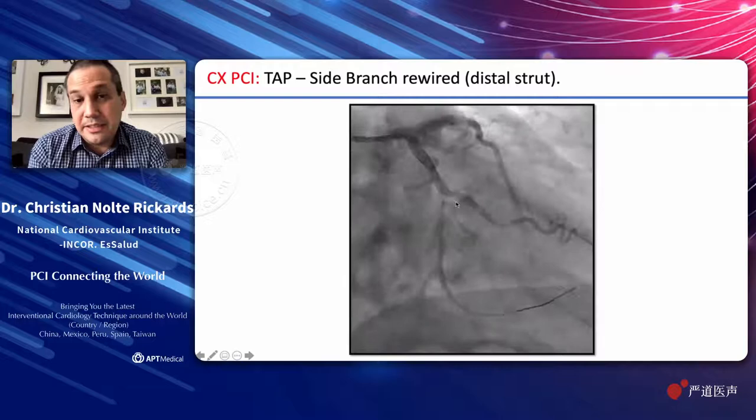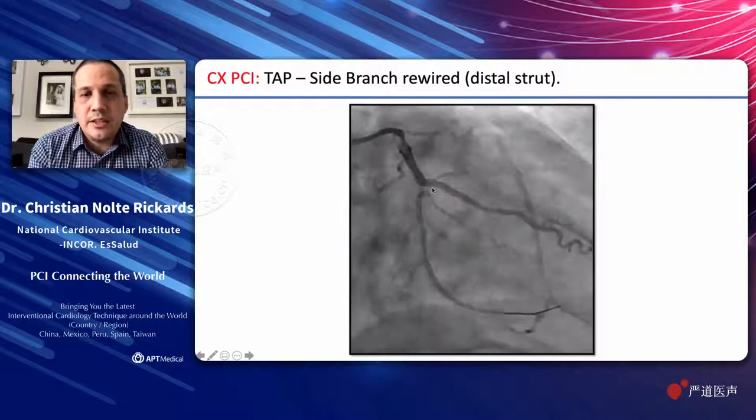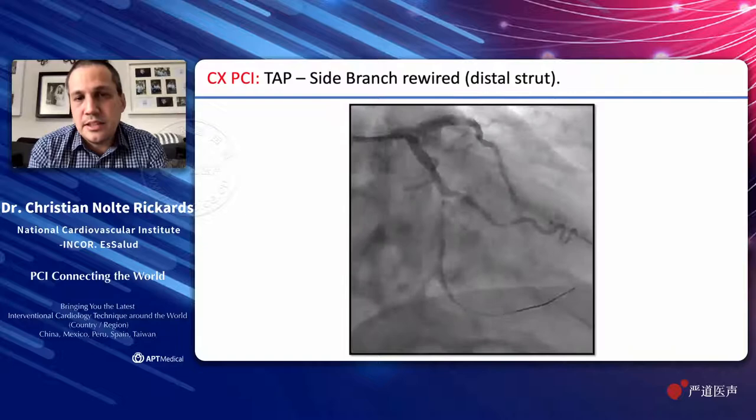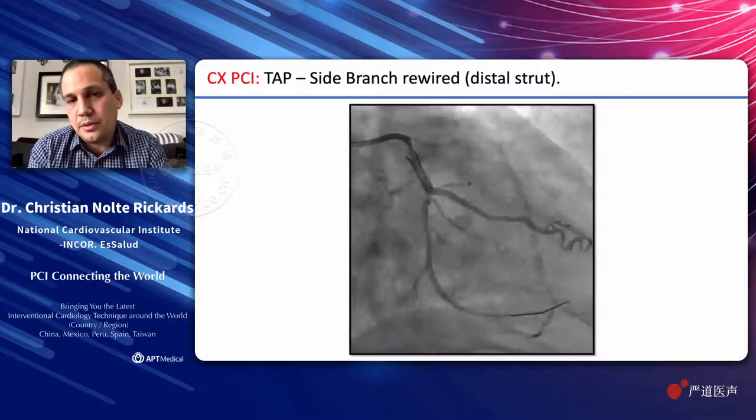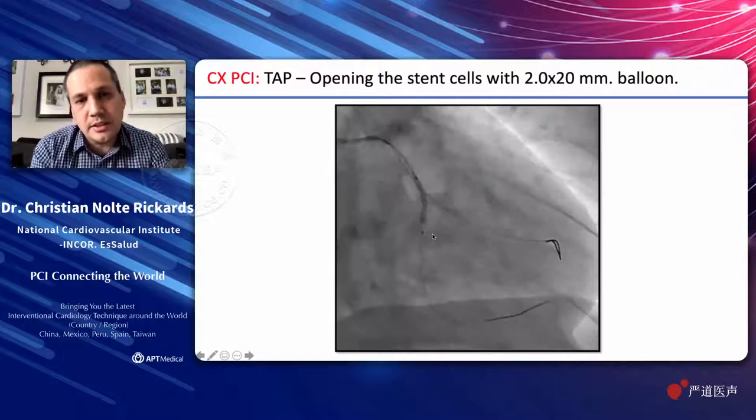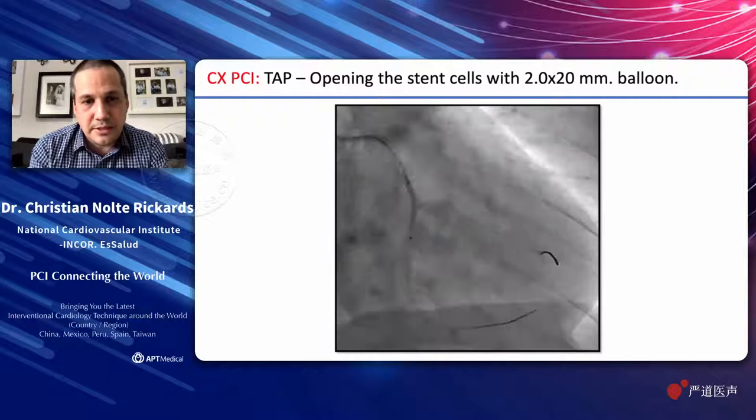We put some nitrates and then we recrossed with the wire, making sure that we crossed through the distal cell of the stent. After crossing the distal segment of the stent, we rewired the first marginal and we predilated to open the cells with a 2.0 by 20 balloon in the stent that was deployed in the main vessel.